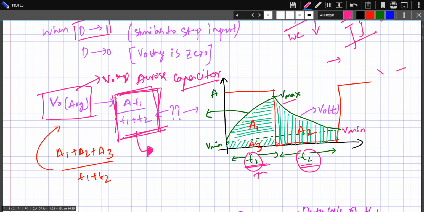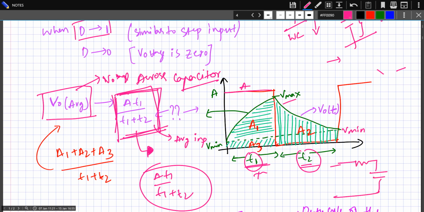This is also the average voltage of the input. The input is on for time t1, which is A, and off for time t2, so the average voltage will be A times t1 by t1 plus t2. Simple. So we can see that in an RC circuit, what do you mean by average? Average means the DC component. The DC component of the input voltage source is directly appearing across the capacitor.